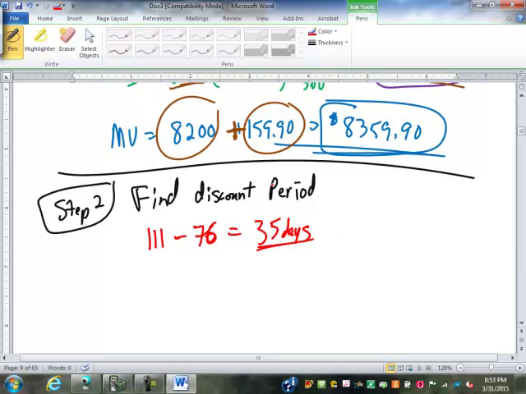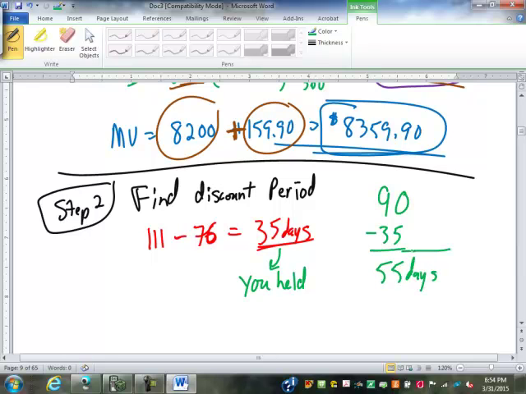About half of you will screw up and put that down as the discount period. Why is it not the discount period? There you go. The discount period is the time that the bank is going to hold the note. 35 days is the time that you held the note. The only reason we need that number is so we can find out how many days are left. 90 minus 35 is 55 days. That is the discount period. That's how long the bank is going to have to hold this note before they collect their money.